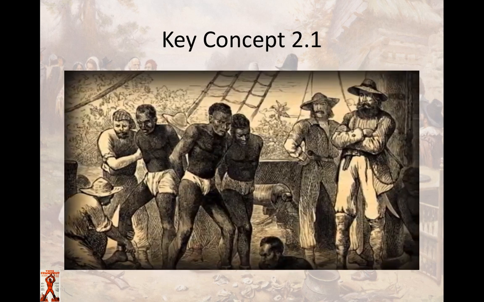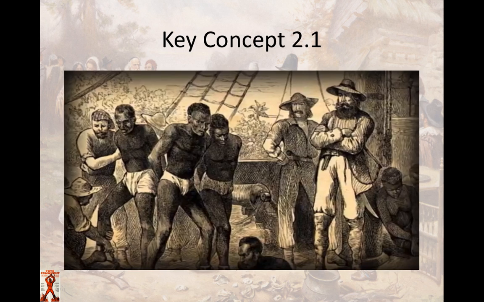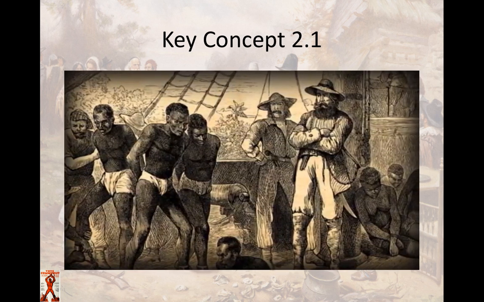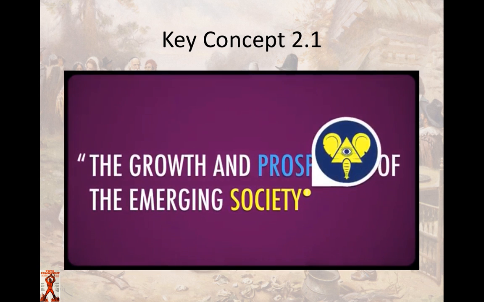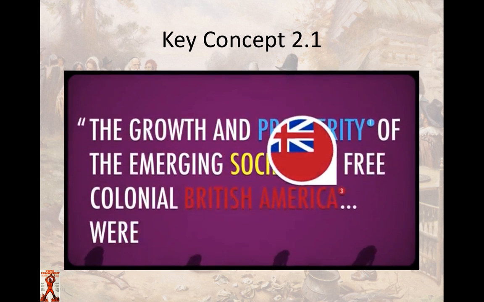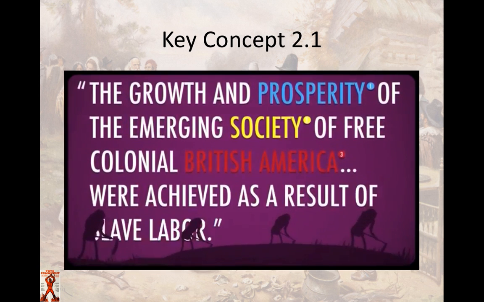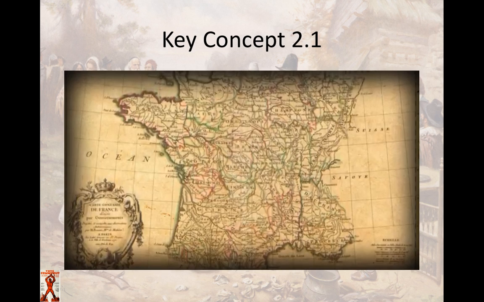And slaves themselves were a key trade good in the so-called triangular trade between Europe, Africa, and the colonies. As one historian put it, the growth and prosperity of the emerging society of free colonial British America were achieved as a result of slave labor. So Britain's greatest rival in the 18th century was France.